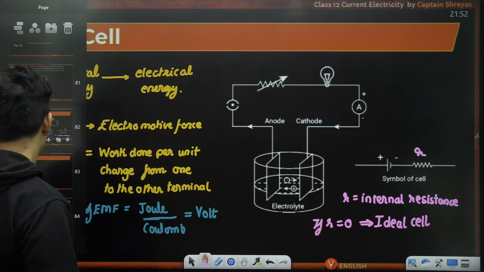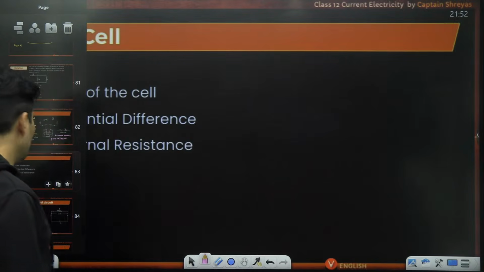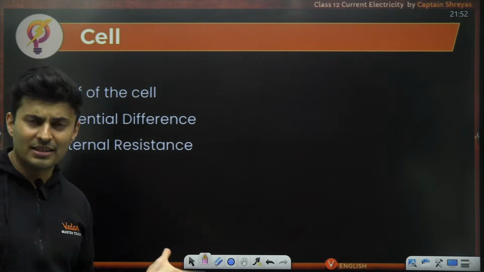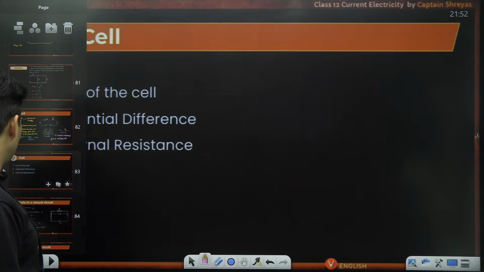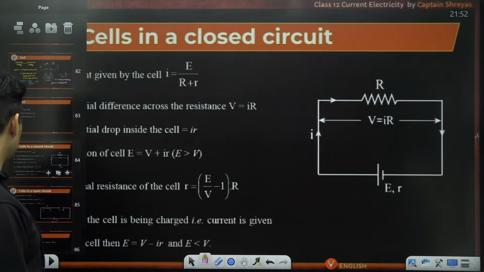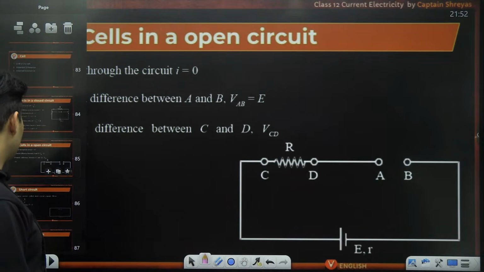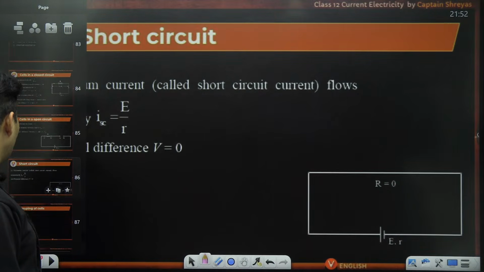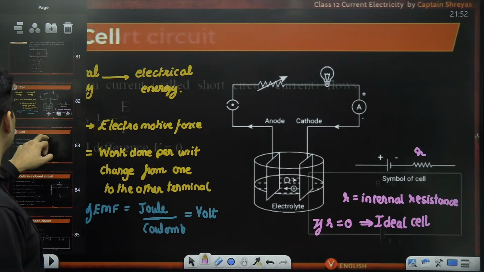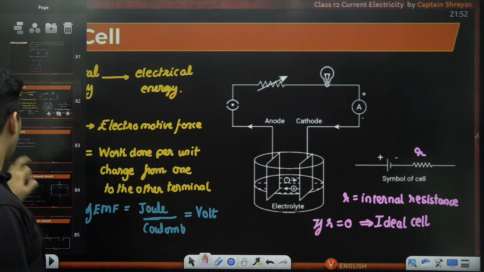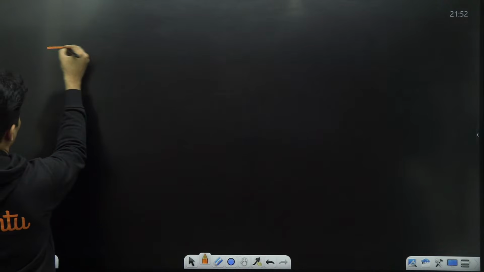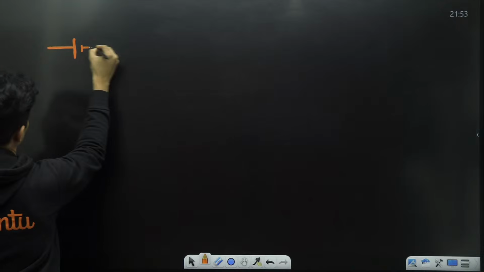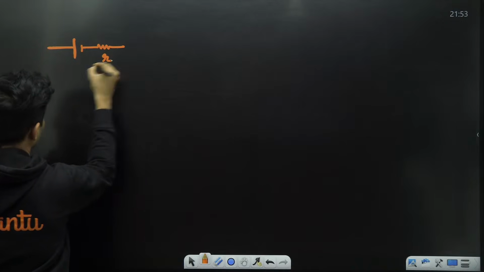Now, once you have understood what an ideal cell is and what internal resistance and EMF are, there are a couple of things which I want you to see. Cells in closed circuit, cells in open circuit versus cells in short circuit. Let me talk about these three ideas. See guys, if you take a cell, a real one, of course, this is internal resistance, this is EMF.